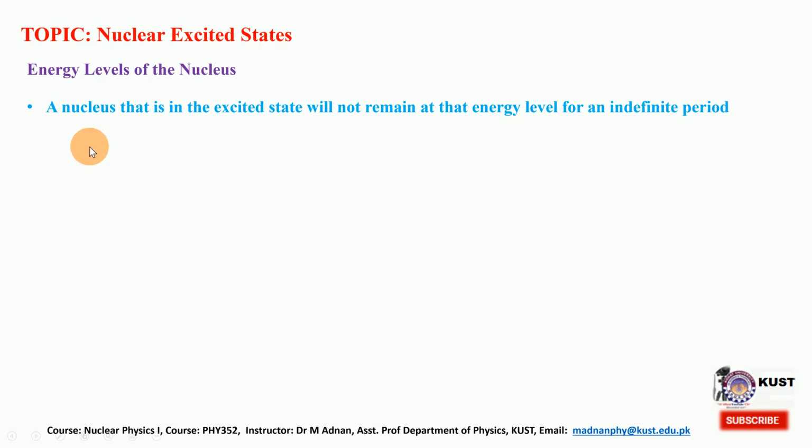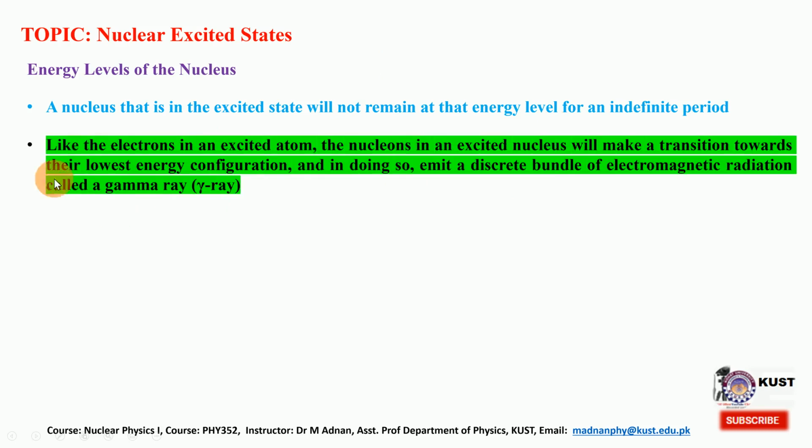Now, a nucleus that is in the excited state will not remain at that energy level for an indefinite period, as we have discussed with regard to atomic energy levels. So, like the electron in the excited atom, nucleons in the excited nucleus will make a transition towards the lowest energy configuration, and in doing so emit a discrete bundle of electromagnetic radiation called a gamma ray, as I have told you in terms of the energies.